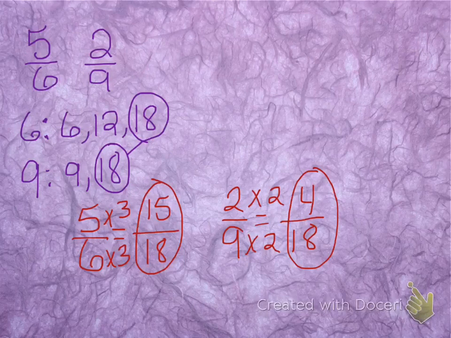I hope you guys understand how to come up with equivalent fractions for two fractions that have unlike denominators. Remember your steps. Good luck.